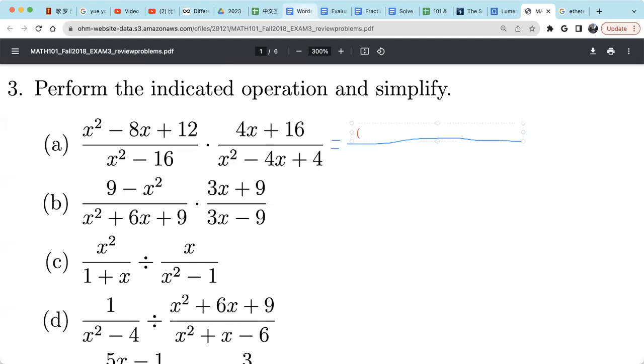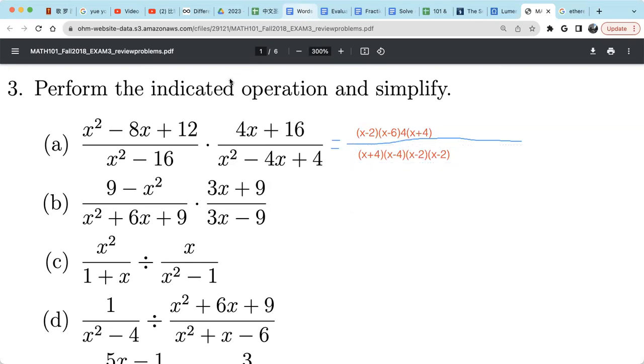X squared minus 8x plus 12, we want to do x minus 2 times x minus 6. Then times 4x plus 16, I can factor out 4. Factor out 4, I have x plus 4. So that's in my numerator. In my denominator, I have a difference of two squares. X squared minus 16, that's x plus 4 times x minus 4. The x squared minus 4x plus 4, that's x minus 2 squared. Well, let's write x minus 2 times x minus 2.